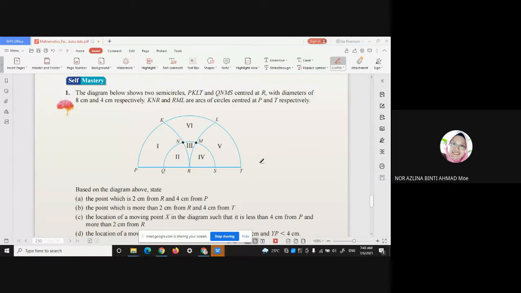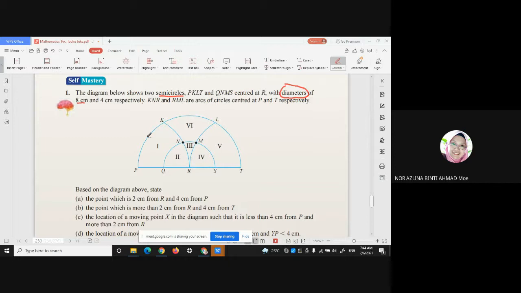Okay, we discuss self-mastery chapter 8, number 1 and 2. So now number 1. The diagram below shows two semicircles, PKLT outside, and QNMS, centered at R. The center is R, with diameter, not radius, careful, diameter of 8 cm, means 8 cm diameter for PKLT.